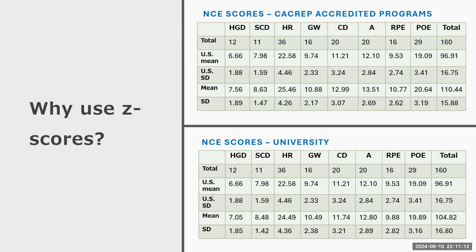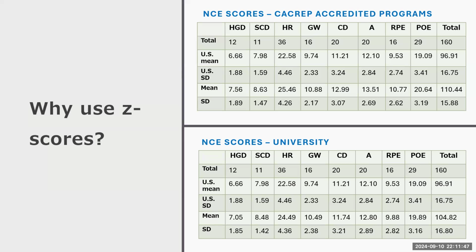We have the US mean. So this was the mean score across CACREP accredited programs for each of the areas. The standard deviation for the United States. And then the bottom two rows at the top are for the actual CACREP accredited programs. So the first two rows that say US, that's for everybody in the US that took the NCE, CACREP or not. And then the bottom two rows of the top chart are the mean for CACREP only accredited programs.